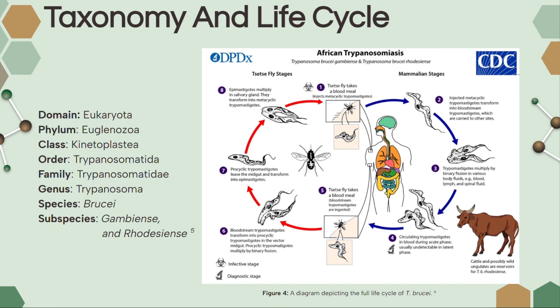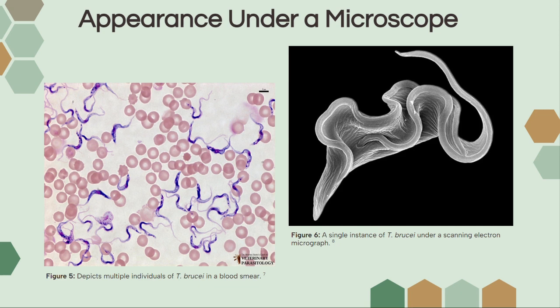In the midgut, it's going to develop through its procyclic form, its epimastigote form, and back into its metacyclic form, at which point it is going to become infective once again and can be transmitted through another bite of a tsetse fly.